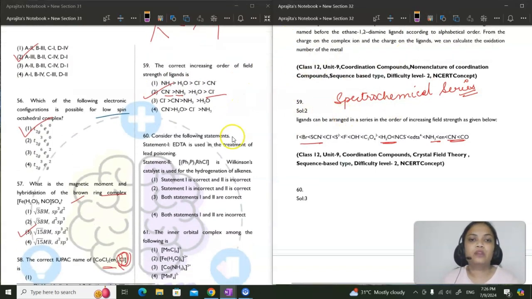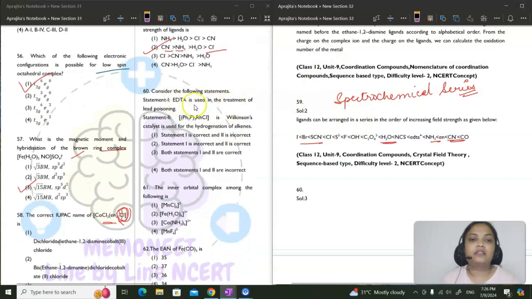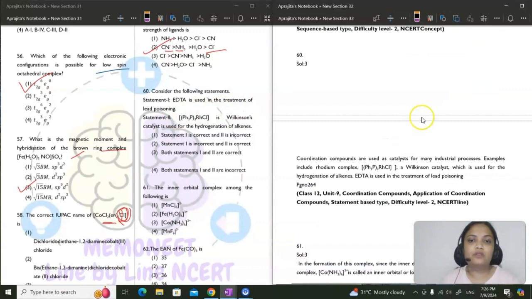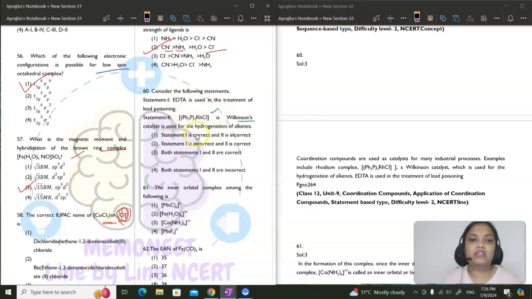Now consider the statement: EDTA is used in the treatment of lead poisoning. Okay. Then we have statement 2. So this compound is known as Wilkinson's catalyst. It's used for the hydrogenation of alkenes.